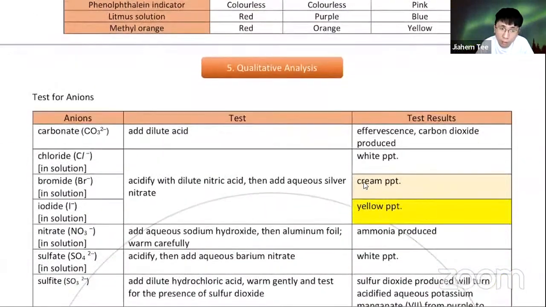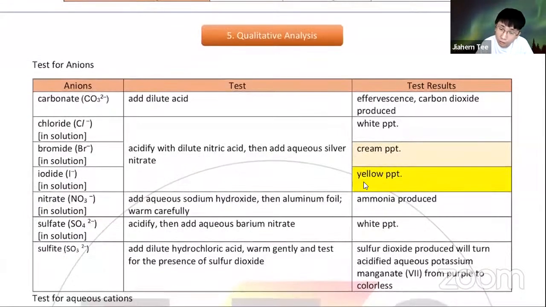Then move on. We have the final, not to say final, well, consider the hardest part in your whole paper six, because you kind of need to actually memorize and get very used to these tables here. Okay. So from here, you can see we have tests for anions and tests for cations. So from here, you see carbonate with acid, you get effervescence because carbon dioxide is produced. Then chloride, bromide, iodide, they do the same thing.